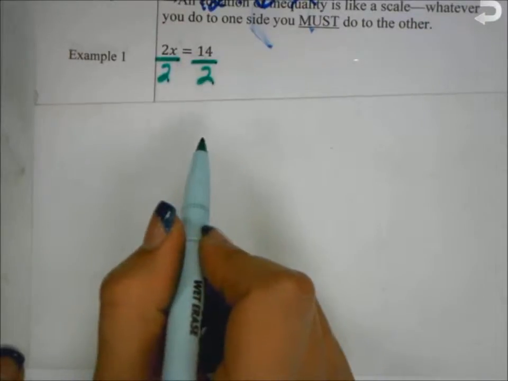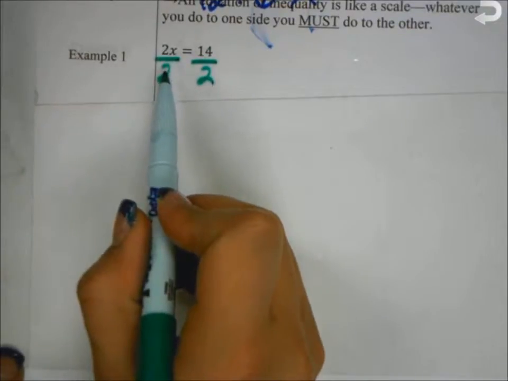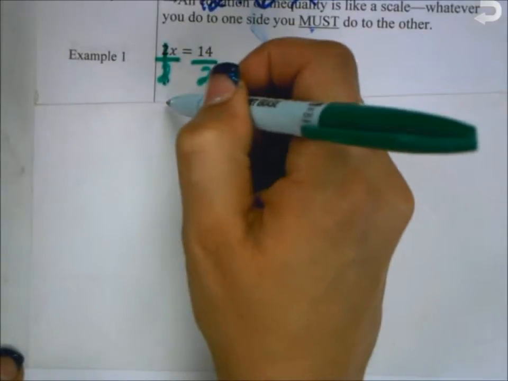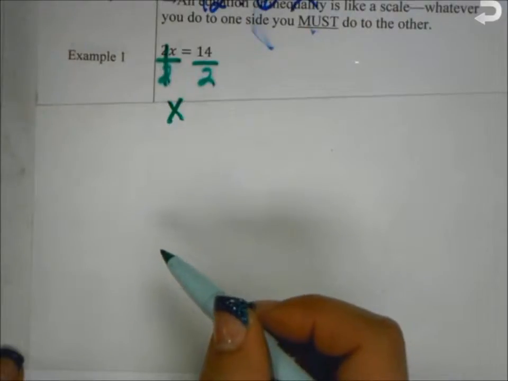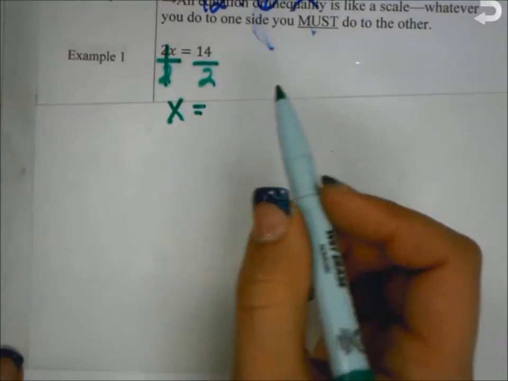Why do we do that? Let's think about it. What is 2 divided by 2? 1. So what are we left with? 1x equals 14 divided by 2 is 7.